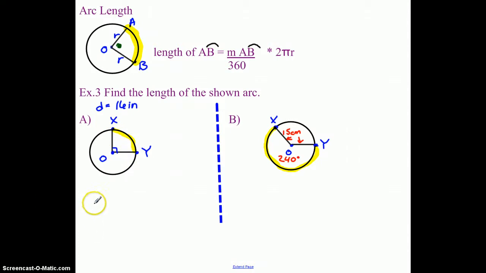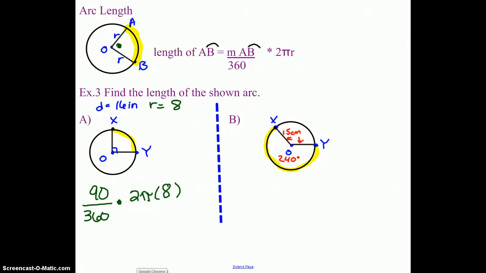So let's take a look at how this works. So I'm going to set up the problem just like the one up there, except I'm going to leave the spot for the measurement of the angle out, and I'm also going to leave out the radius. So in this problem, this little square right here tells me it's 90 degrees. So 90 is going to go in there. Now if my diameter is 16, that means my radius is 8.